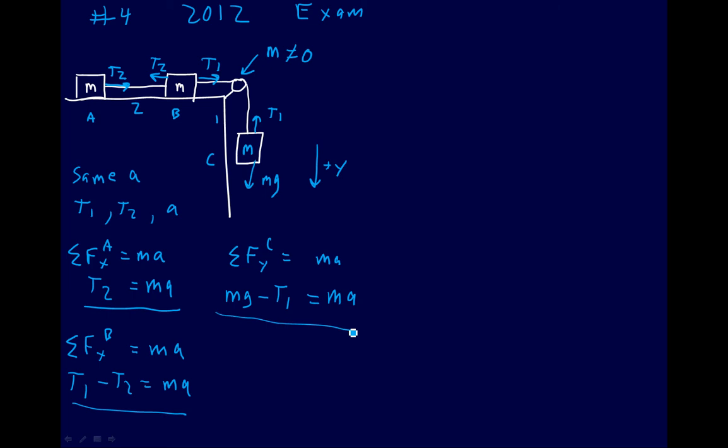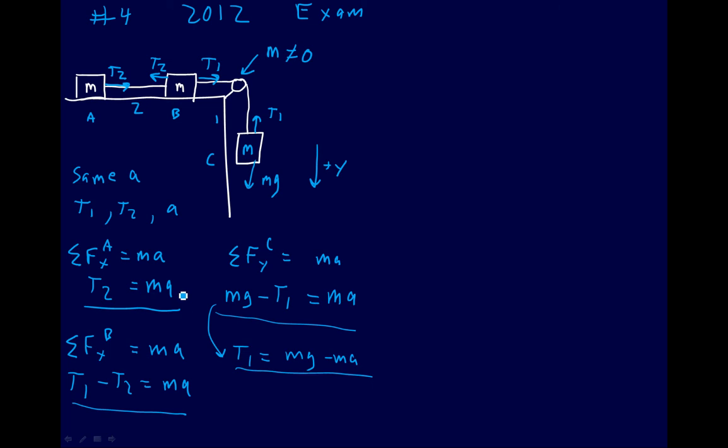Now, if you want to stop here, basically what you want to go through now is you have 3 equations. You want to solve for T2, so it's just some algebra. So if you want to stop and try it yourself, please go ahead. What I would do is first take this equation and solve for T1. So T1 will equal mg minus ma.